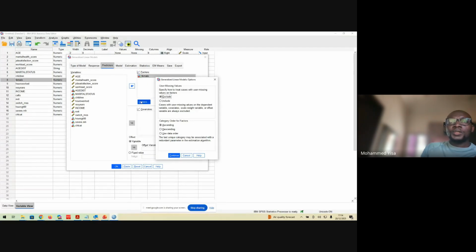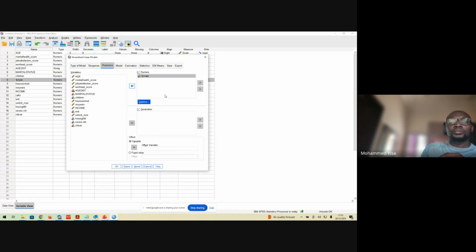So options here, category order for factors, and what it means is that if you say ascending, then it is using from 0 to 1. If you say descending, it is counting from 1 to 0. Descending means that it is subtracting females from males, if that makes sense. It's subtracting the log mean of females from males. So we go to continue. I'm not going to change anything else here. I'm just going to go and select OK.